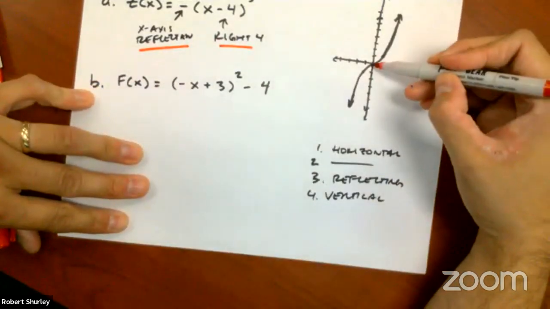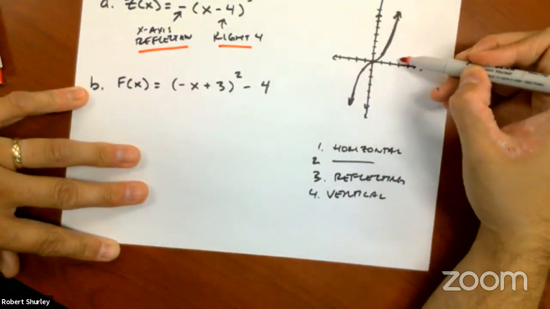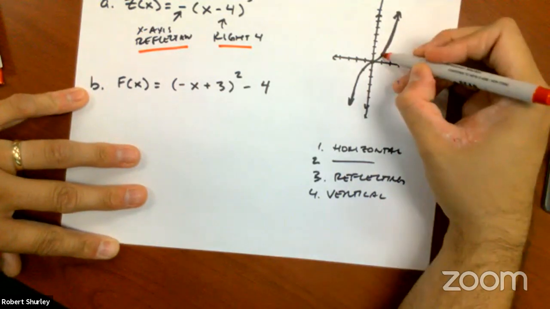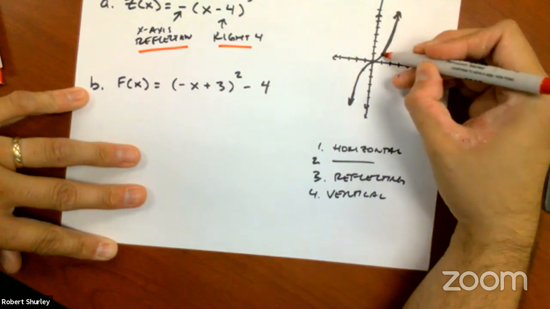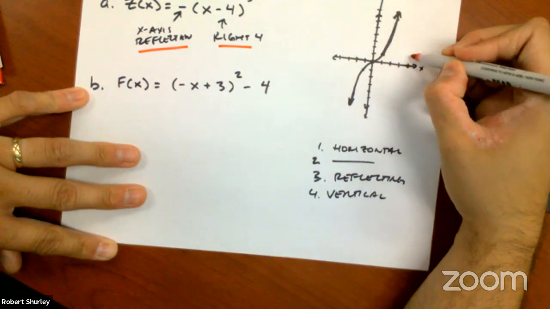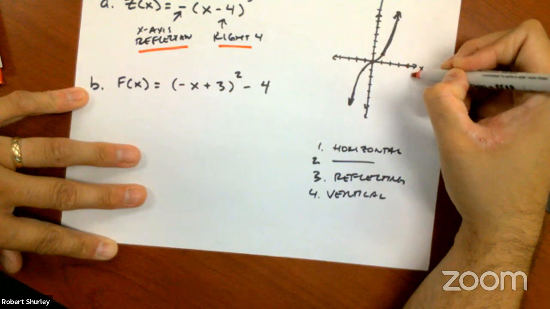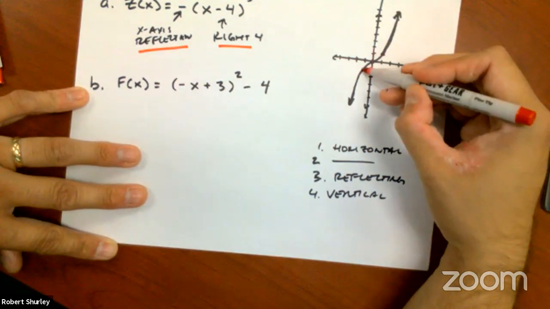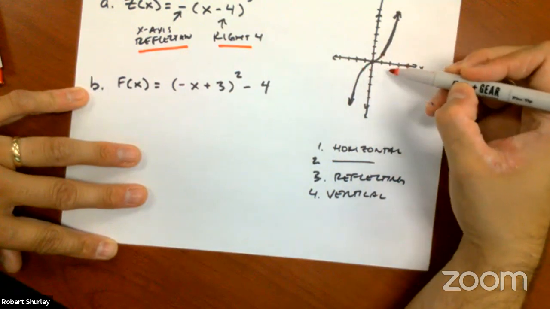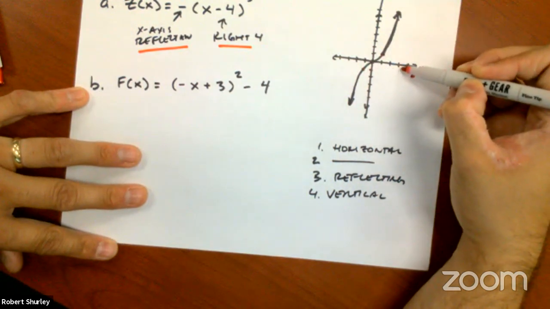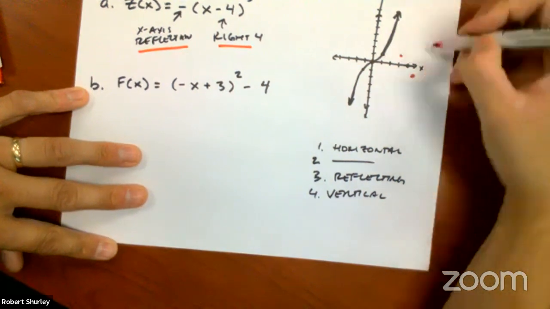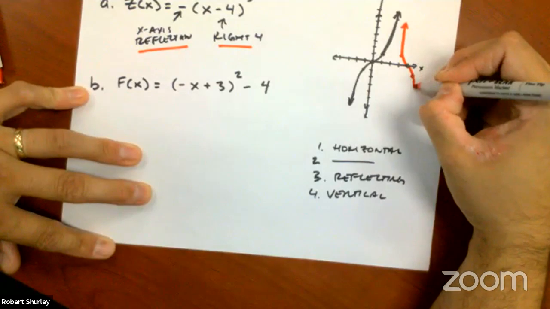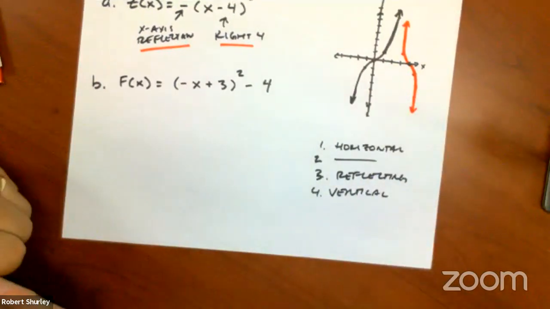So the origin's not going to matter, because I'm going to go to the right 4 and then it's going to stay put. But then let's do this coordinate right here. I go to the right 4, 1, 2, 3, 4, but then I reflect it around the x-axis. And this coordinate here, I go to the right 4, 1, 2, 3, 4, but then I reflect it up around the x-axis. I can kind of see what I've got going on here. I have this graph going on.